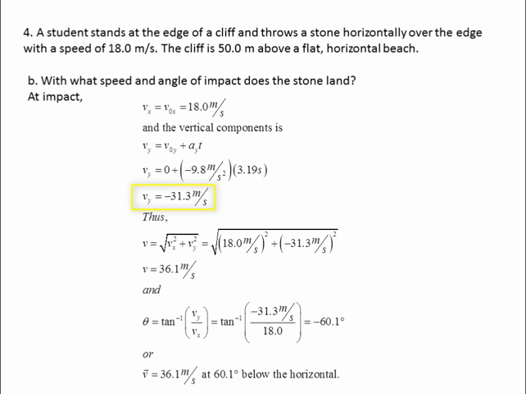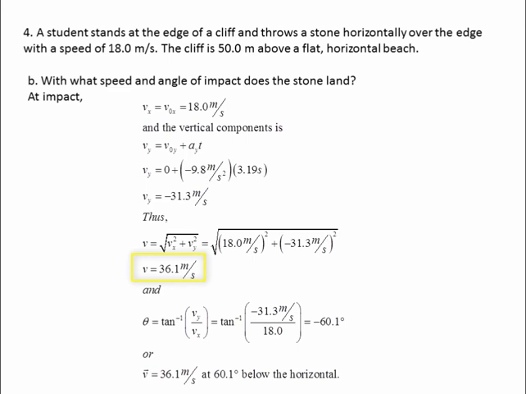So now what we need to do is calculate that velocity vector to determine the speed and the angle. So now we have both of our x and y components of velocity that we can use again in the Pythagorean theorem to come up with that vector magnitude that we need to solve for. So 18 meters per second squared added to 31.3 meters per second squared, add them, take the square root, and now we have a magnitude of 36.1 meters per second, which is the magnitude of our velocity vector.